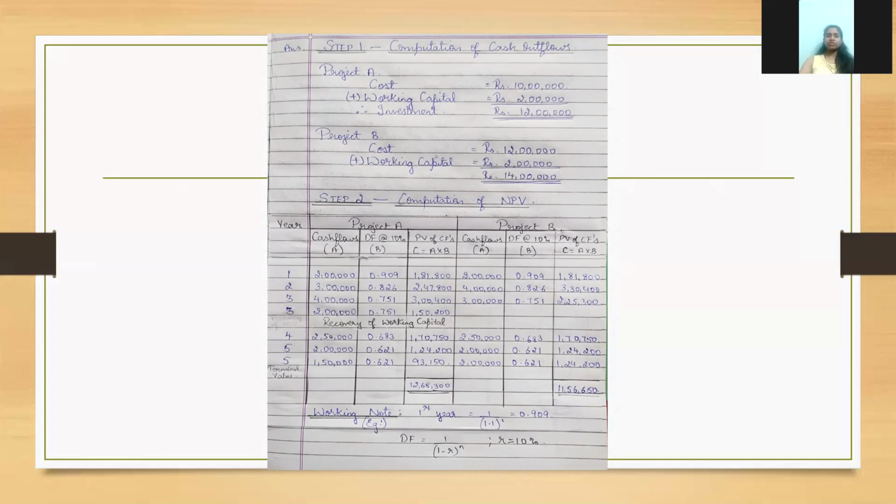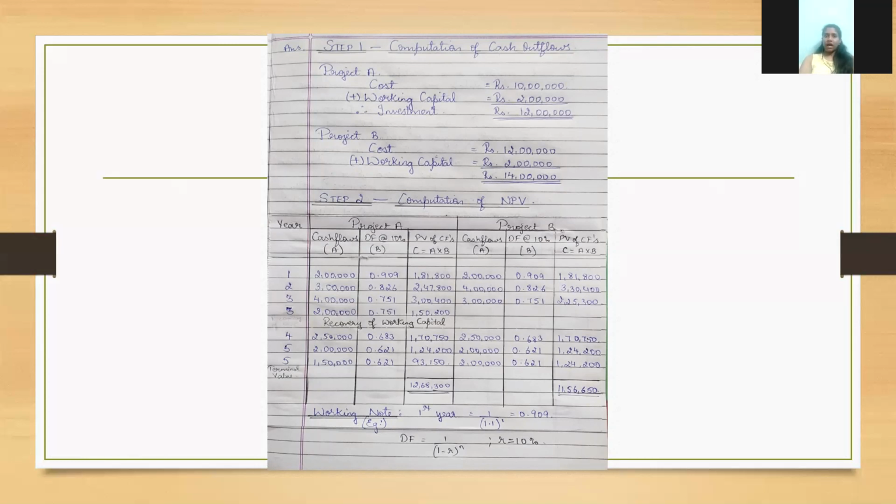The format is: cash flows, which is A; the discount factor at 10%, which is B; and the present value of cash flows, that is C, which equals A into B. The cash flows for the first year is 2 lakh, second year is 3 lakh, third year is 4 lakh, third year again, that is recovery of working capital, is 2 lakhs, fourth year is 2,50,000, fifth year is 2 lakhs, and again the terminal value at the end is 1,50,000. The discount factor can be calculated by 1 divided by (1 plus r) to the power n, where r is equal to 10%.